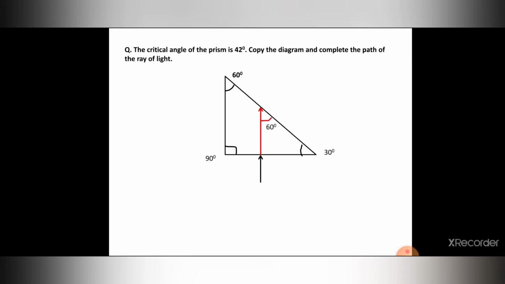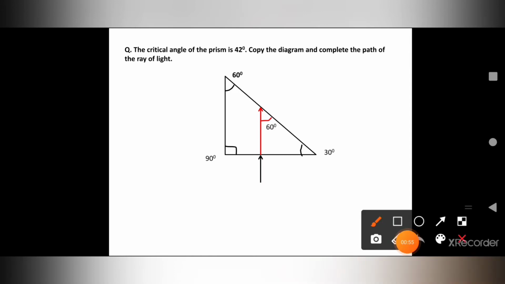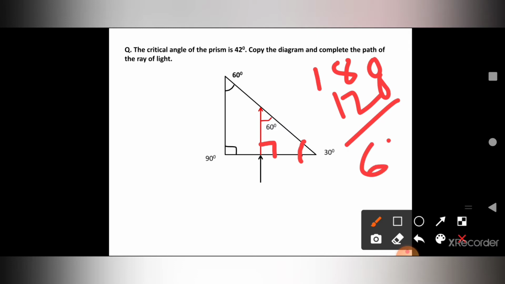How did we get 60 degree? I'll show you. We already know this is 90 degree, and the angle out here is given as 30 degree. So 90 plus 30 is 120, and we already know the total angle of a triangle is 180 degree. So the third angle will be 180 minus 120 equals 60 degree. So this angle is our 60 degree. You have to understand it that way.